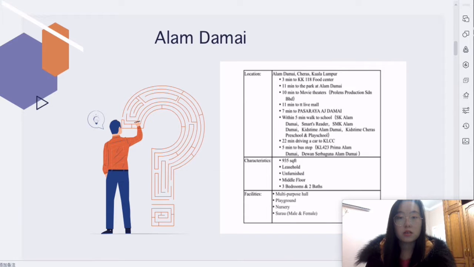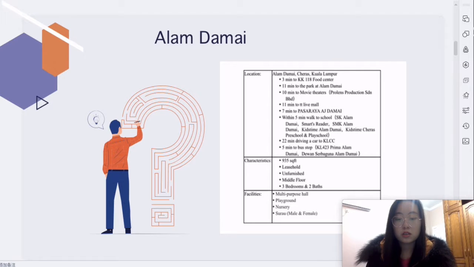So this is Alam Damai location characteristics and facilities table. The deliberations were conducted on the basis of several criteria, familiarities with the location. Living in the nearby Cheras area allows us to monitor the properties we invest in.